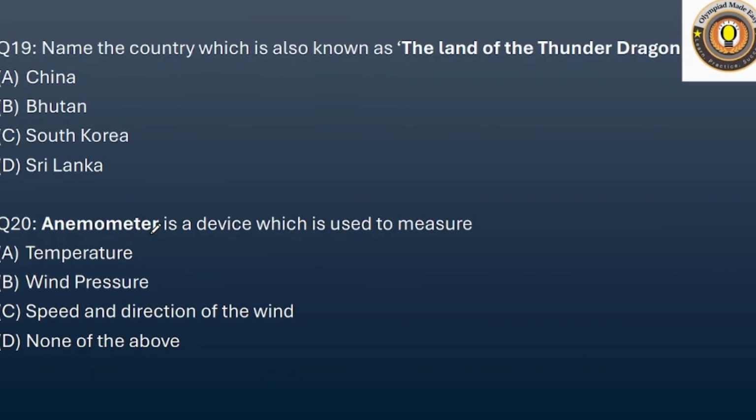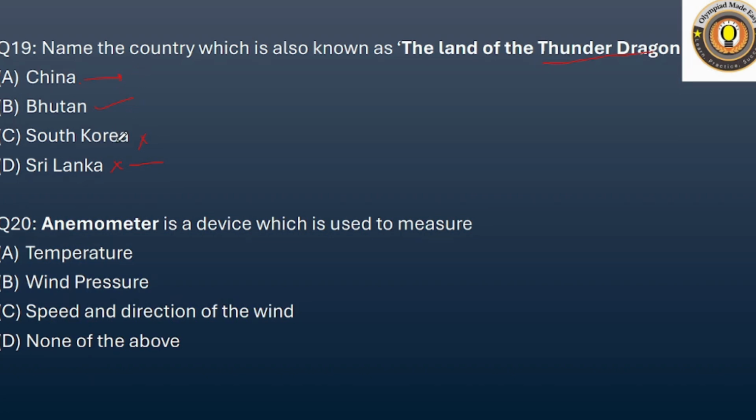Name the country which is also known as the land of the thunder dragon. China? Is China known as the land of the thunder dragon? No. Bhutan? Yes, Bhutan is known as the land of the thunder dragon. South Korea, no. Sri Lanka, no. Sri Lanka is known as the pearl of the Indian Ocean. China is known as the land of the red dragon.